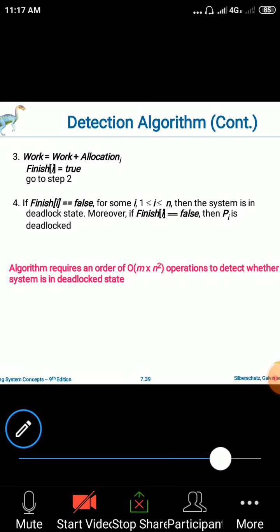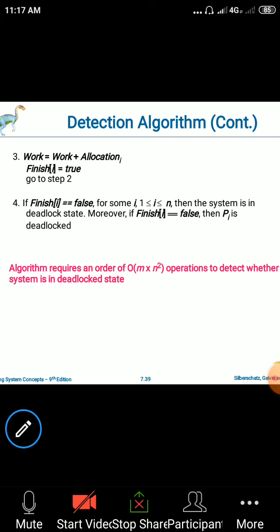This algorithm requires an order of m into n square operations to detect whether a deadlock has occurred in the system, or to detect that the system is in a deadlock state. Understood? So the algorithm is the same, only there is a change in the fourth step, right?